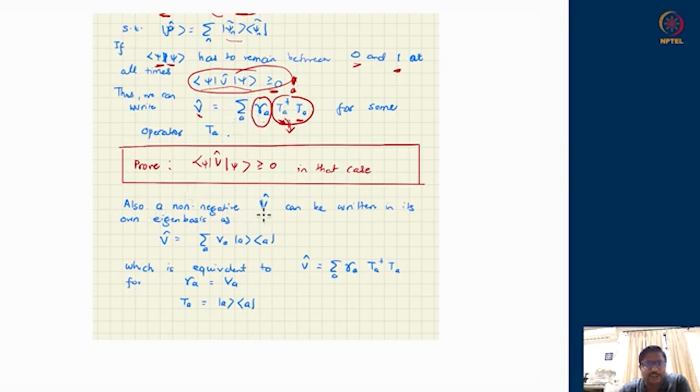Since V is a positive semi-definite operator, that means a non-negative operator. This can be written in its eigenbasis like that, where the eigenvalues, for example, are non-negative. So in its eigenbasis, it can be written like that, and you can identify from here quickly and clearly that this and this definition are one and the same thing as long as we can identify gamma A with the eigenvalues V_A, which are positive semi-definite, and therefore they are rates, and T_A is identified as this A as well, such that T_A dagger T_A will still remain A outer product A.